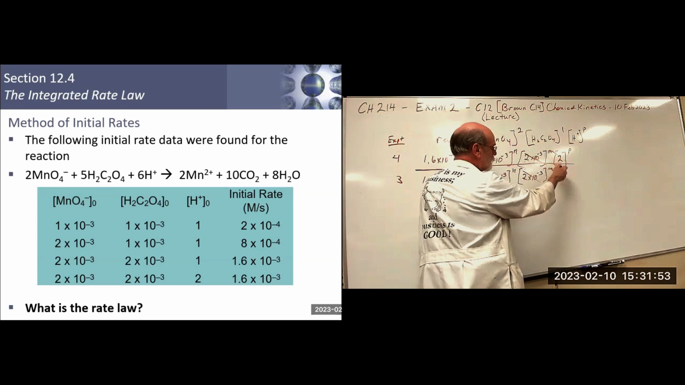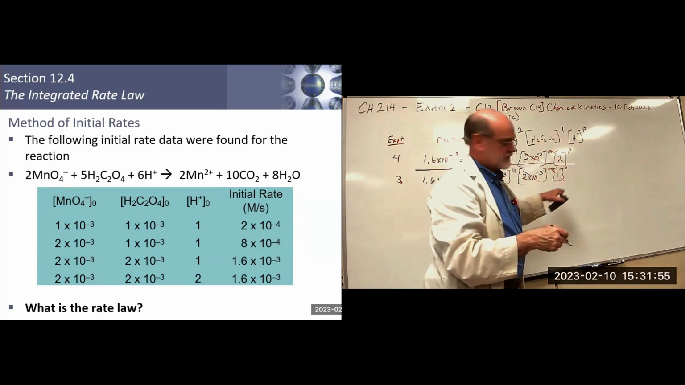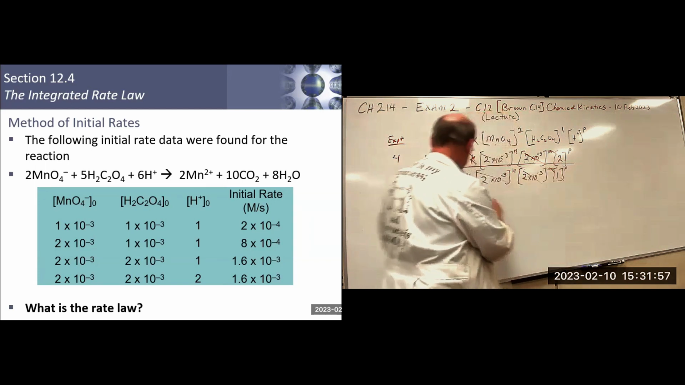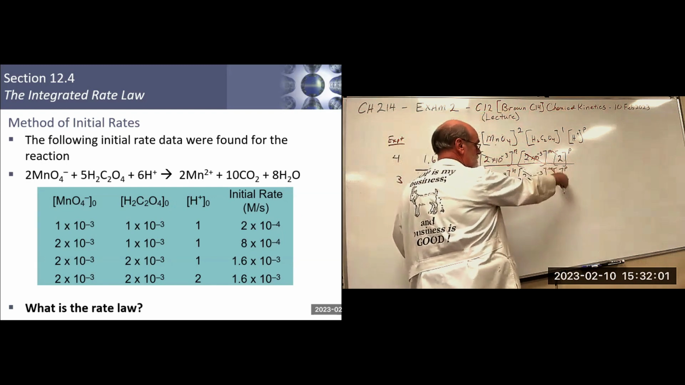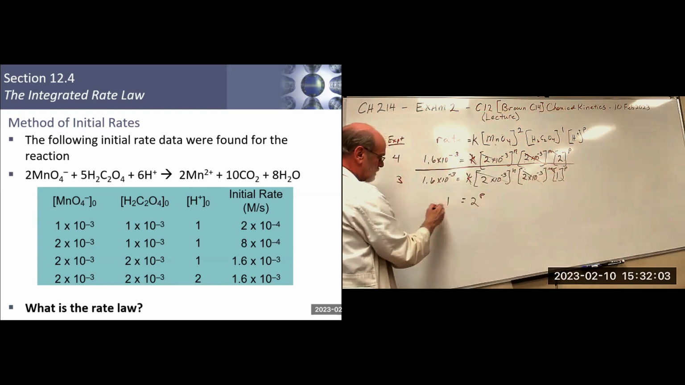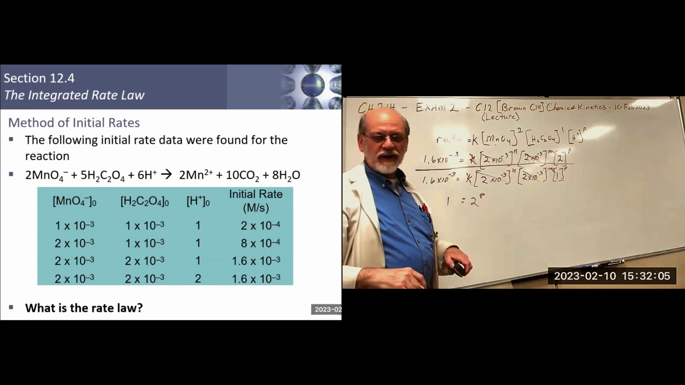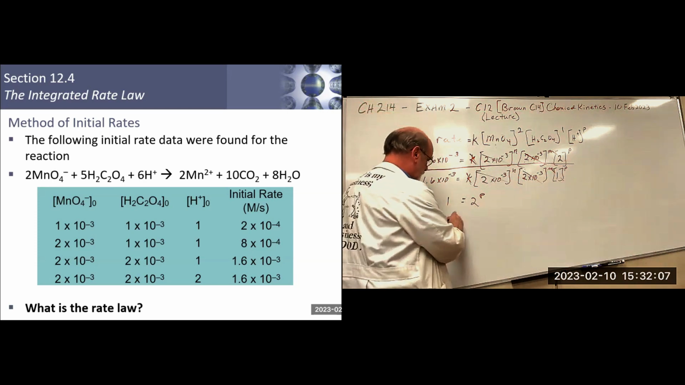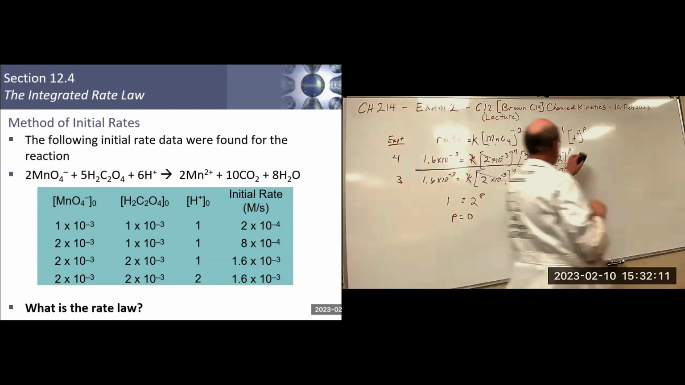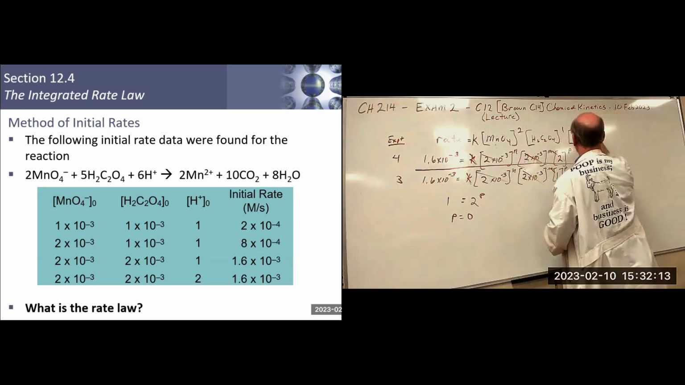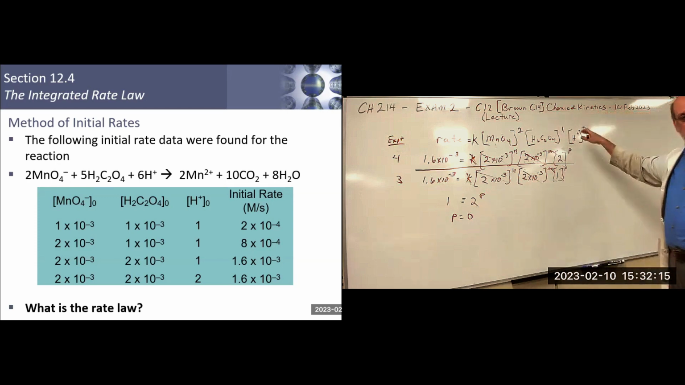And now we have 2 to the p power, right? These 2. And this is 1. So 2 to what power equals 1? P equals 0. So the equation now is in zero order for hydrogen ions.